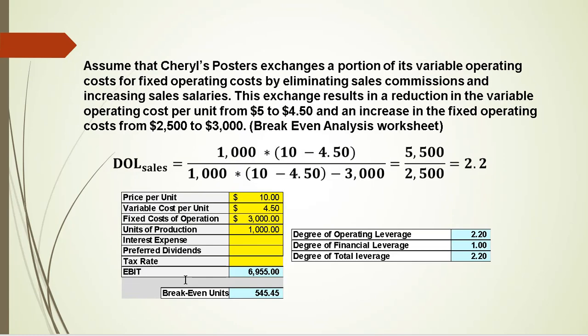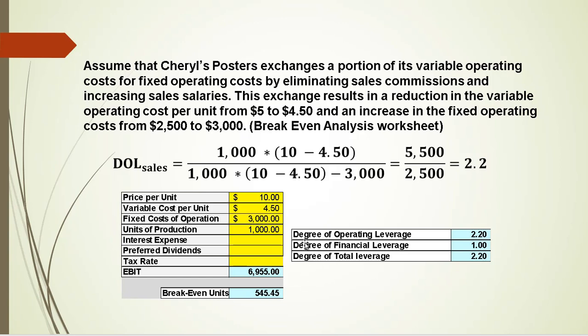So if we go back to our worksheet on break-even analysis, we have this company. We've eliminated some sales positions, we've made some changes. It's going to reduce our variable cost from 5 to 450, but there's going to be an increase in fixed cost from 25 to 3,000. So how does that affect break even? Break even goes from 500 to 545.